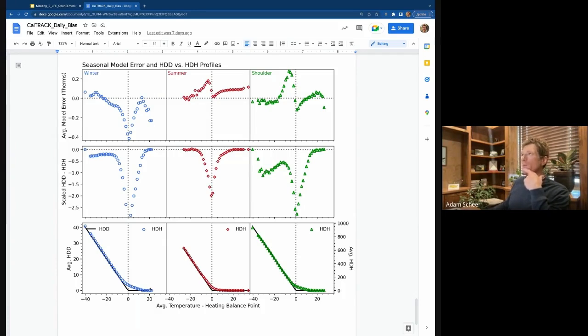So basically, you see a curved profile in heating degree hours. I think if I zoom in, this is actually curved here because, again, it's a population, but it's like you see, well, I don't know about that.